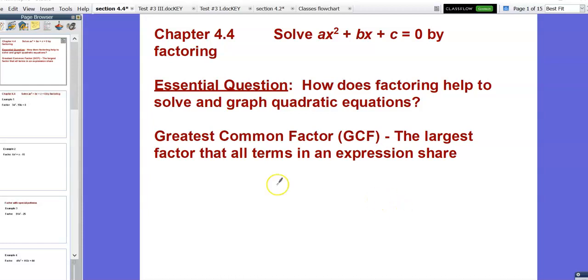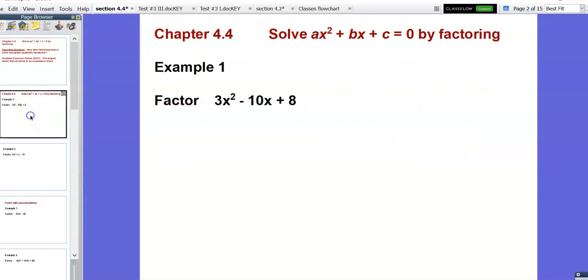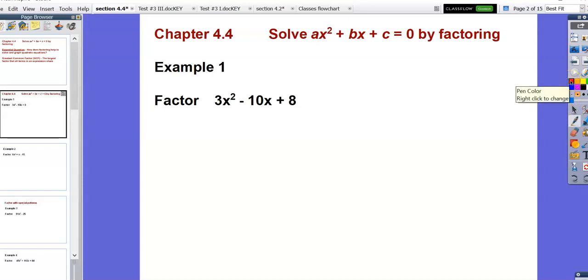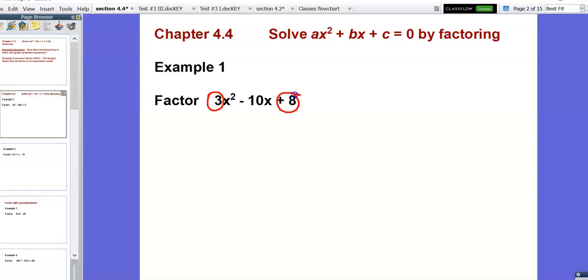And one other thing to quickly review, we're going to talk about the greatest common factor, and that's the largest factor that all terms in an expression share. So the process is a little bit different when we have a number in front of x squared. Now we can't just factor the back term and look for it to add to the middle term. We have to multiply what's in front of the x squared and what's at the end.